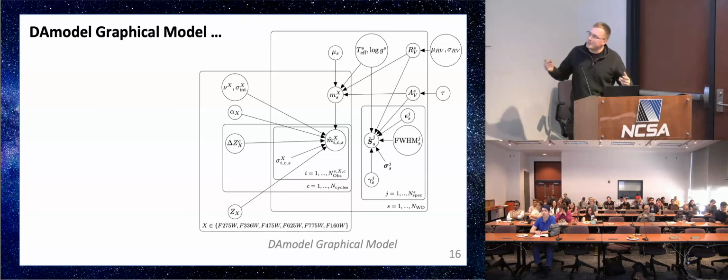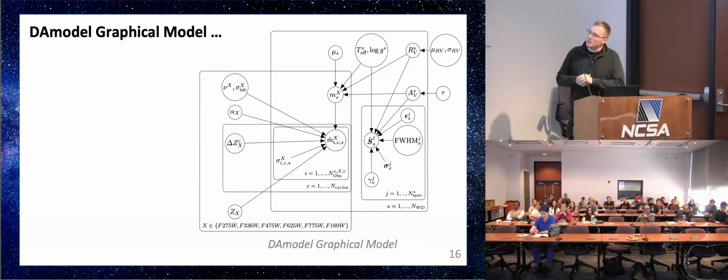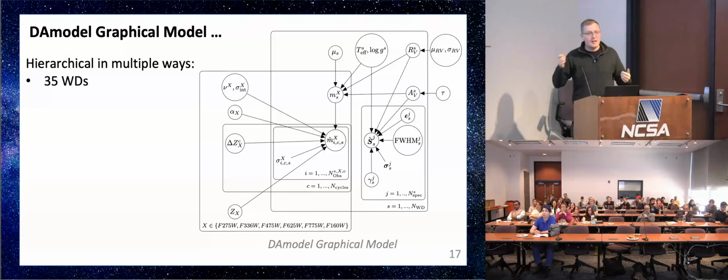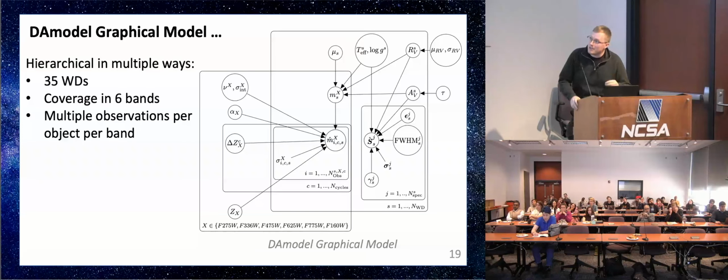So here's the graphical model of the hierarchical model that we've designed. As you can see, there's a lot going on here. I've called it DA model, or you can call it DA model if you like. But I'm just trying to illustrate here, it's hierarchical in multiple ways. There's 35 white dwarfs. As I said, there's coverage in the 6 bands. There's multiple observations per object per band.